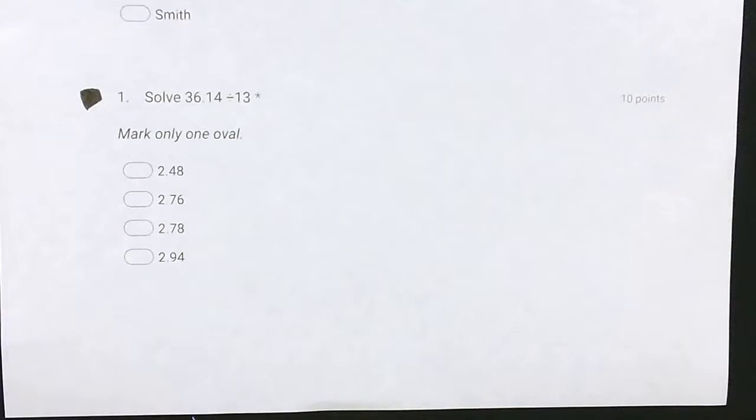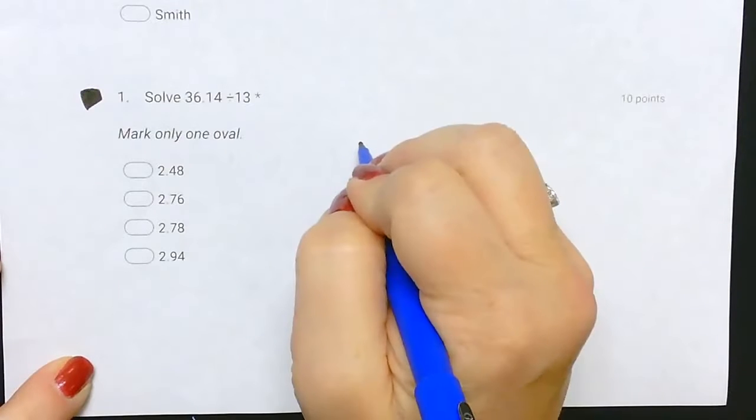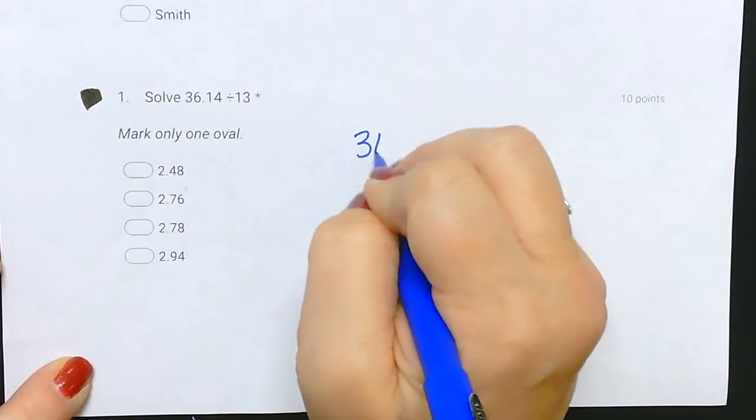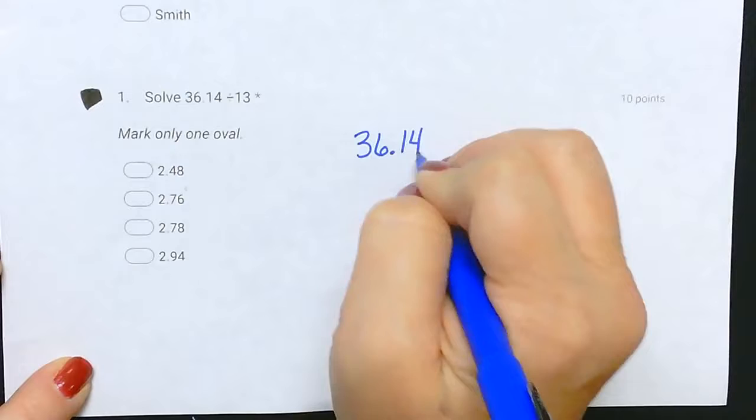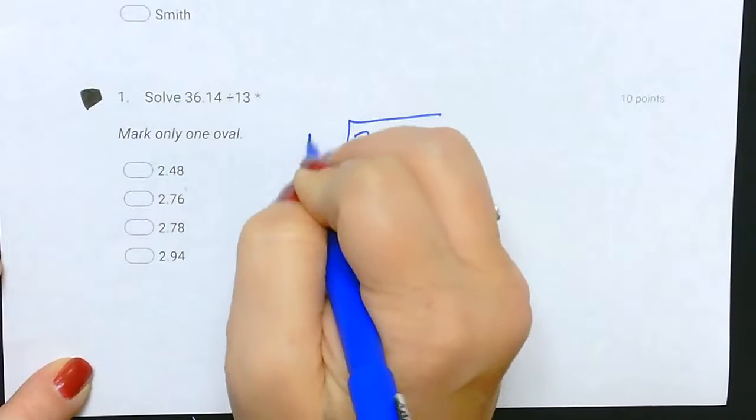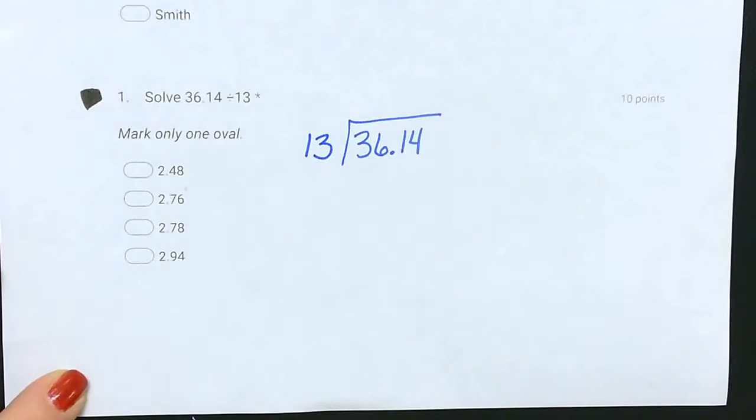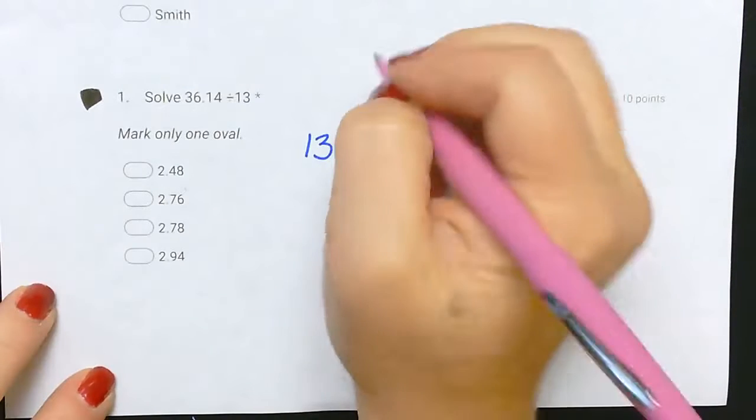Question number 1 says to solve 36 and 14/100ths divided by 13. So I'm going to set up my division here, 36 and 14/100ths divided by 13. I want to start with how many groups of 13 I can get out of 3. So that would be a 0.